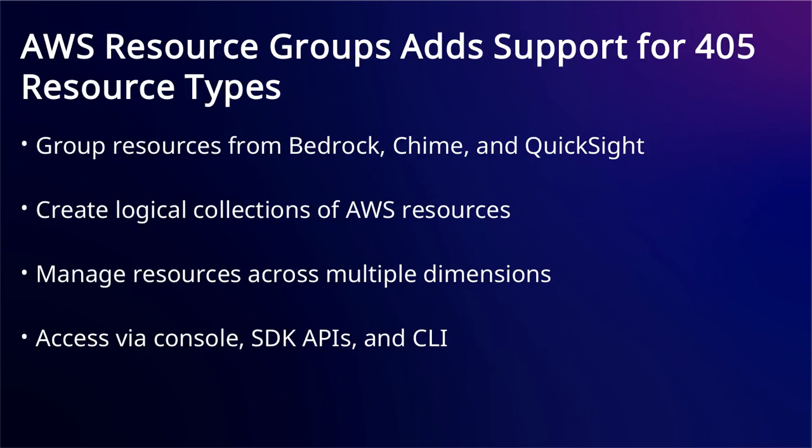Managing large numbers of AWS resources across different services can be challenging. AWS Resource Groups now supports 405 additional resource types, allowing you to organize and manage resources more effectively. You can group resources from services like Bedrock, Chime, and QuickSight using tags. This enables you to create logical collections of resources such as applications or projects. You can then manage these groups across dimensions like cost and performance.